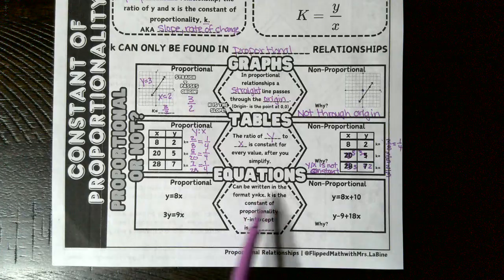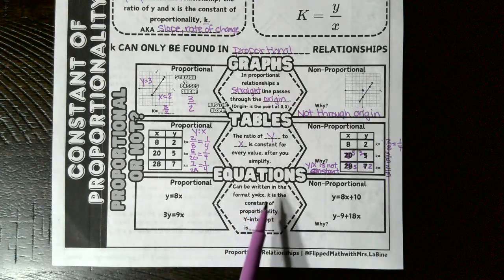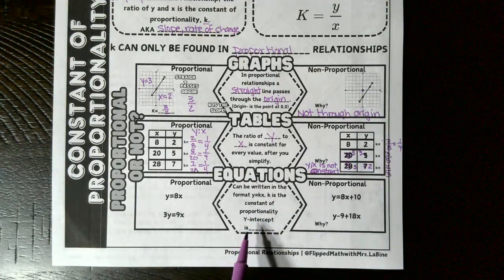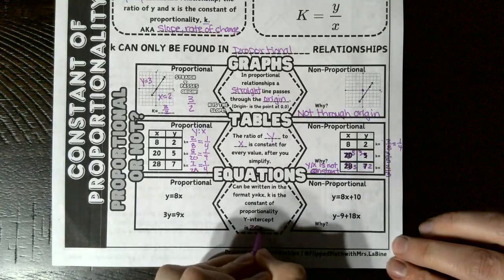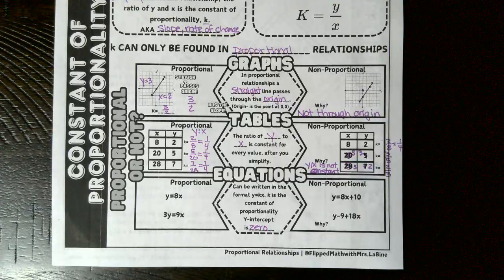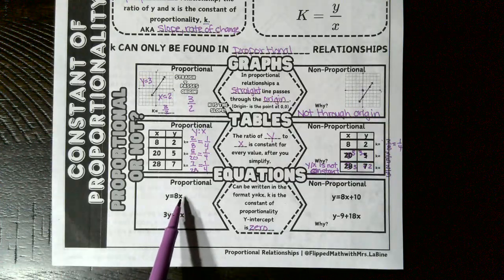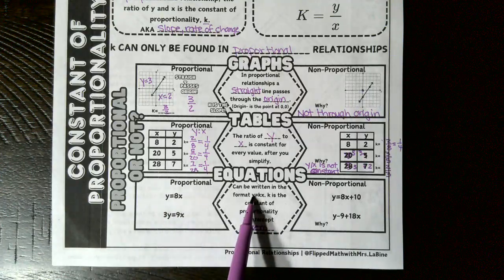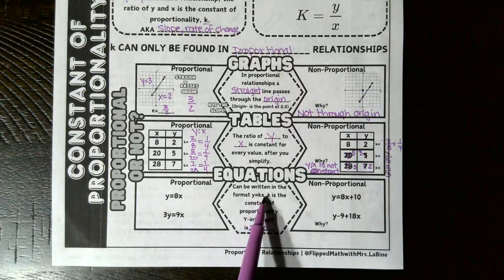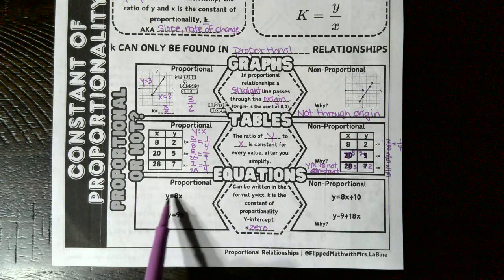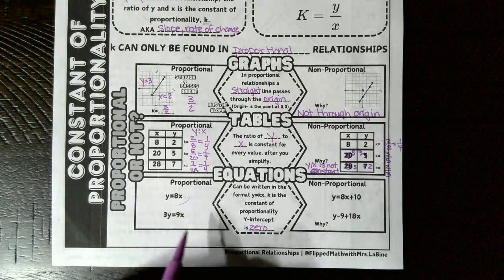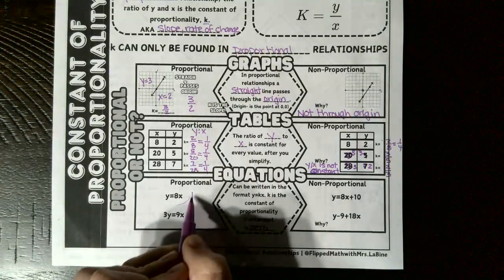So equations can be written in the format of y equals kx, or k times x. K is the constant of proportionality. The y-intercept is 0. Okay, so the y-intercept must be 0. So let's look at this one. So we have y equals 8x. So it is written in the format y equals k times x. So this one would be proportional. And just so we are aware, k equals 8.